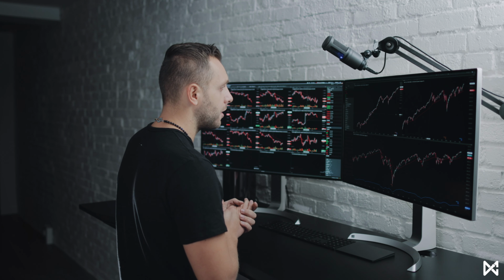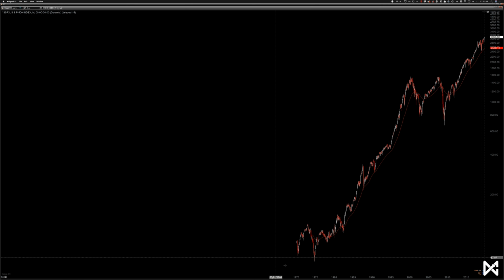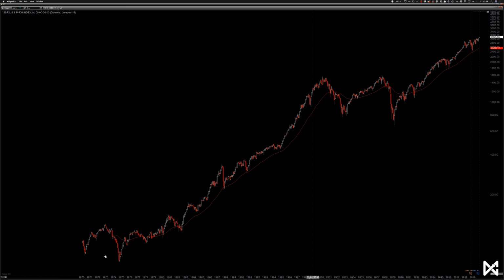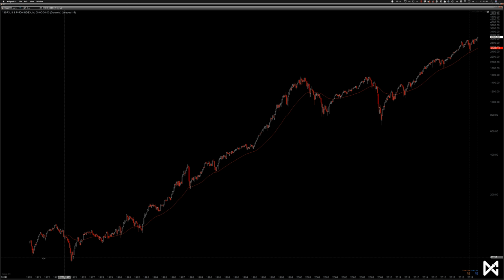So when we look at the chart here, on the top left, I have the monthly chart of the S&P 500 index. This is the S&P 500 index. It holds the top 500 companies in the US. And you can see this index goes back all the way to 1970, so quite a few decades.